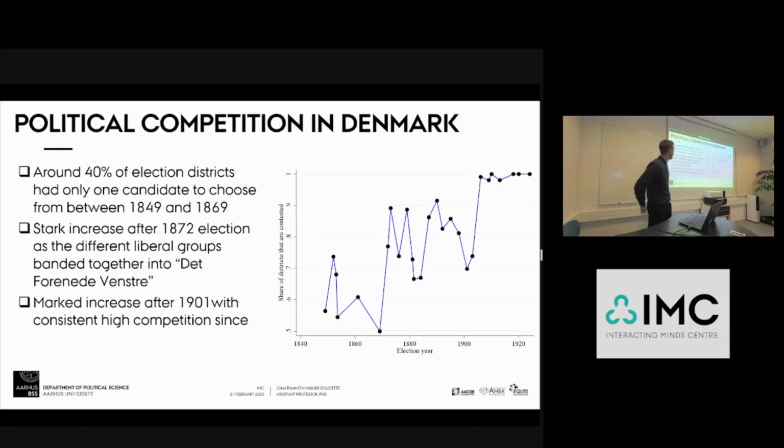And it is a similar pattern, although not exactly the same, for competition. So this is the share of districts where there's at least 2 candidates, so you have some sort of choice in the election over time. Here we see the same pattern with relative stability for the first elections, and then an increase, although with some going back and forth until the 1900s, and then basically all districts become contested. One of the things that, for instance, happened in 1862 is that the different parts of what we today know as Venstre banded together into one party.